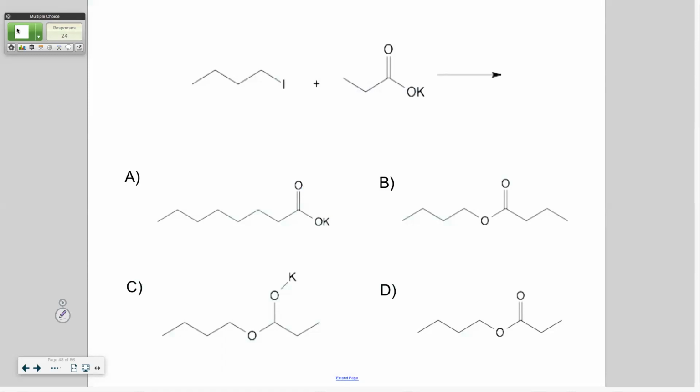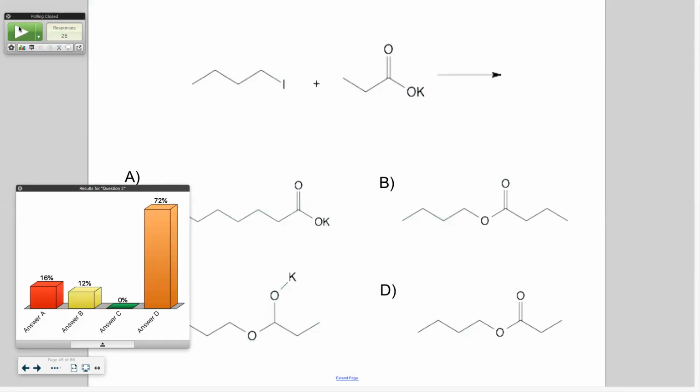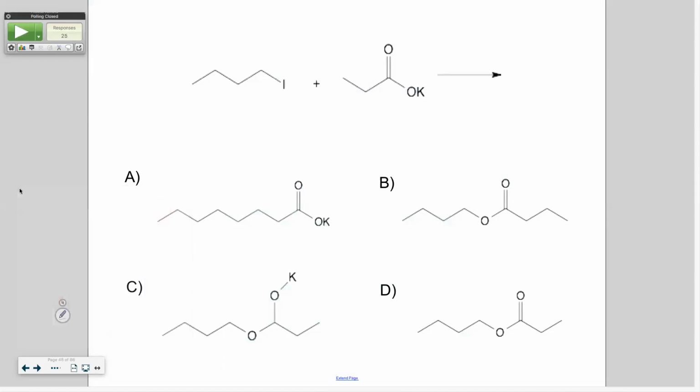All right, are we all up there? Everybody up there? Oh, heck yeah. There we go. Okay, so what did we do on the last one? What's the leaving group? Okay, what's the K? Potassium. Okay, what does that have to do with anything? Spectator ion, so it's not going to be involved.